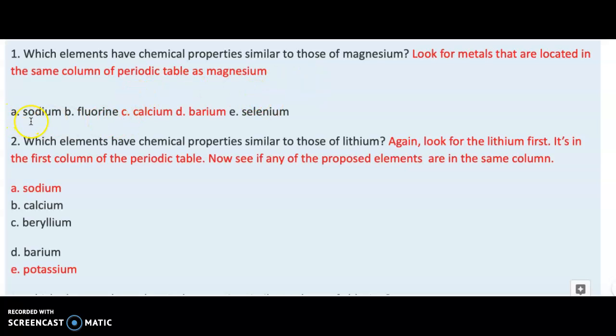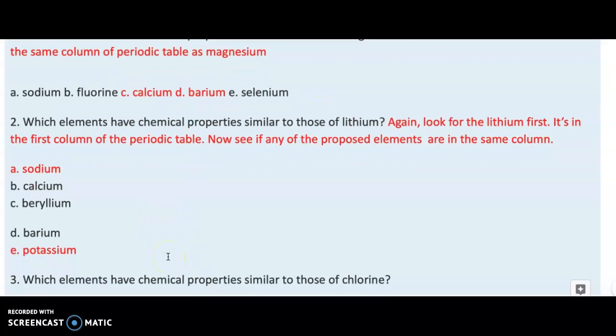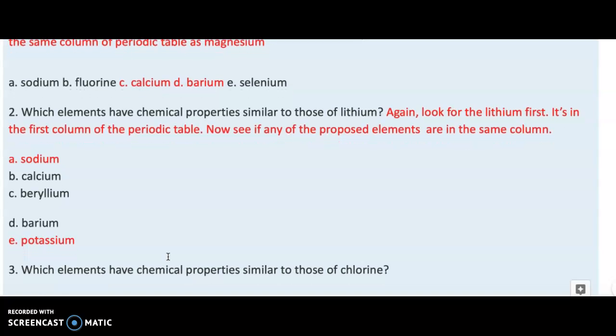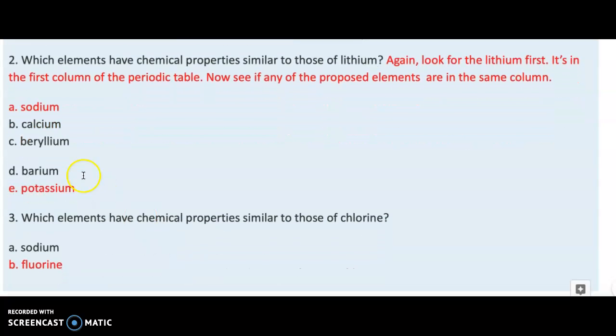So if you look it up, sodium is the first one, fluorine is in 17, calcium and barium are in the same column as magnesium, and selenium is in the middle. So only 2 of these are correct. Calcium and barium are located in the same column as magnesium. Same type of problem. Which elements have chemical properties similar to those of lithium?